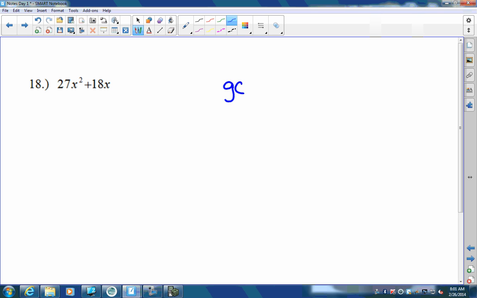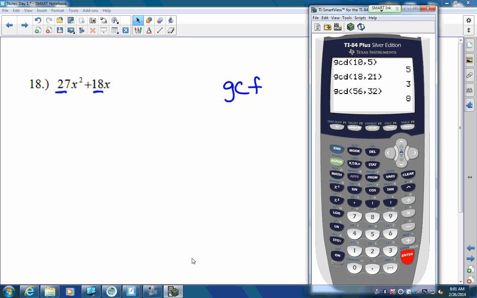Remember, you have to find your GCF first. Out of 27 and 18, you've got to figure out what that is. So if I use the handy dandy calculator, math, arrow over to GCD, the reason why I can use my calculator is because there are 2 numbers. Remember, it only works for 2 at a time. There we go. My GCF is 9.